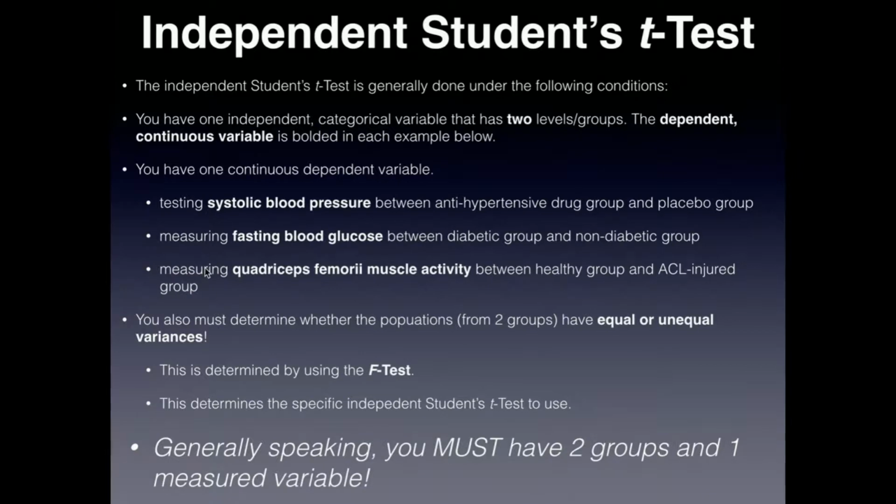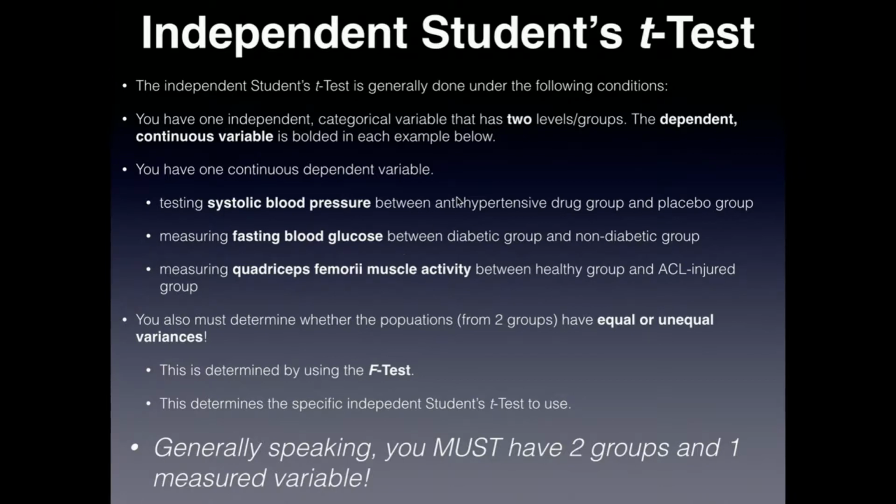Third example, I want to measure quadriceps femoris muscle activity, just measure a muscle activity, okay? Between Group 1, a healthy group, and Group 2, an ACL injured group. So I've got two groups there, and I'm measuring the exact same thing. So if you wanted to compare any sets of these two groups, then you would use an independent t-test to see if they are statistically different, okay?